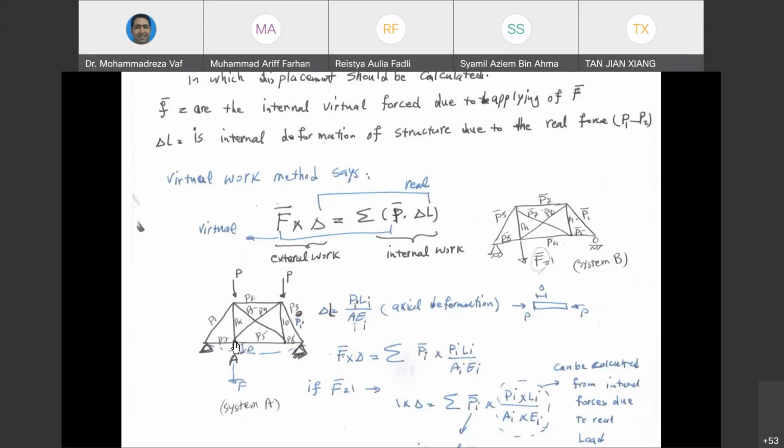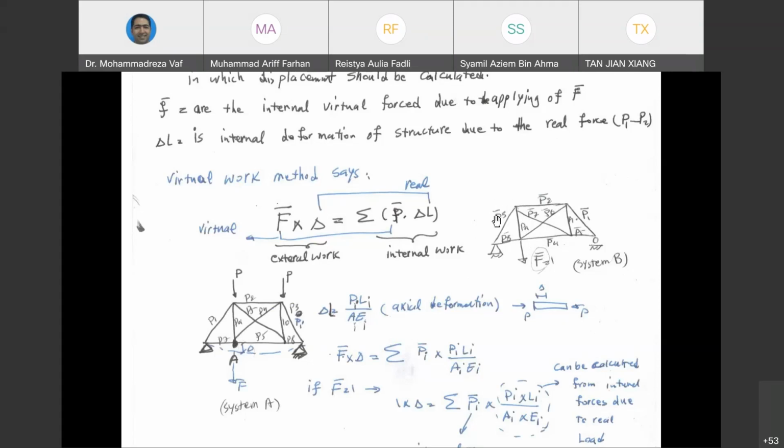In order to calculate how much delta is according to this equation, we need to apply a unit force to point A and calculate how much the internal forces are due to that F. So we need to have another truss similar to the first one, but this time without the external forces. We only apply a unit force to point A. So we can calculate easily these internal forces from the techniques that we have learned before. So we call this one P bar or F bar.